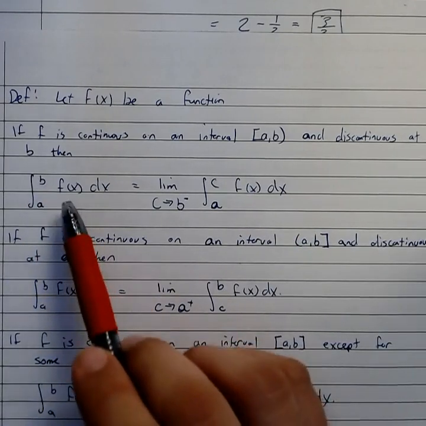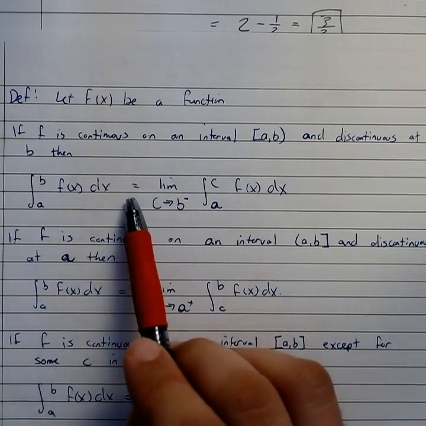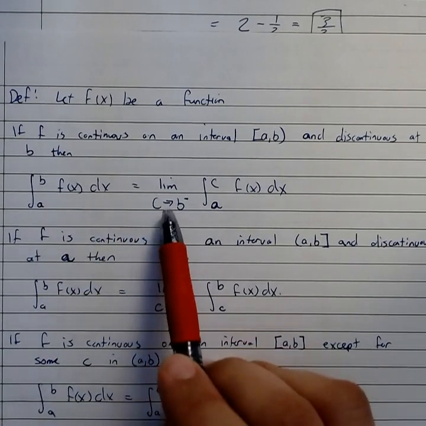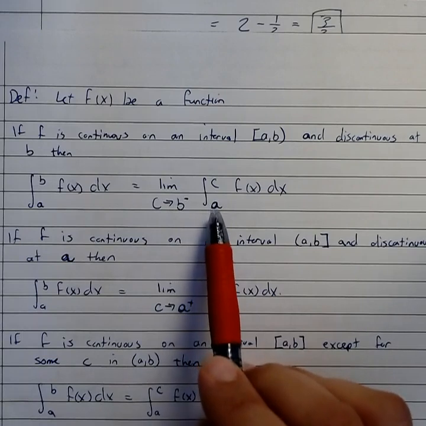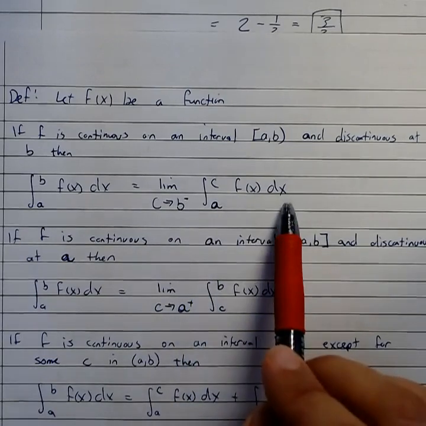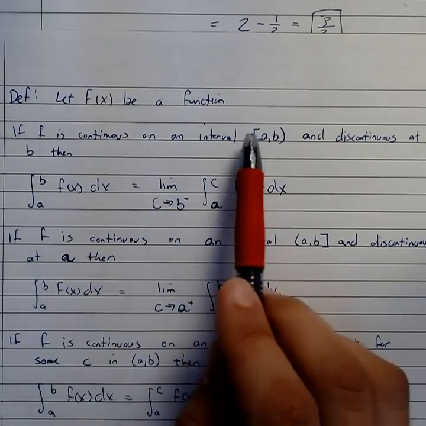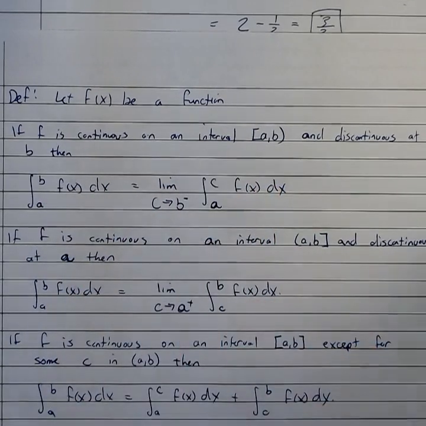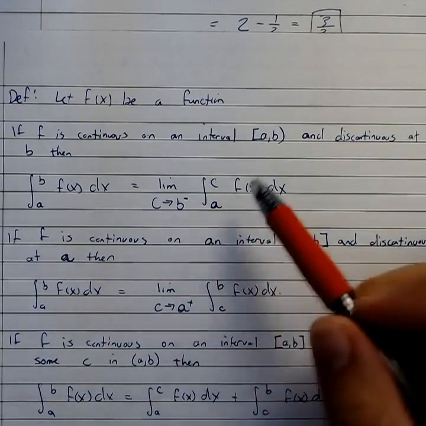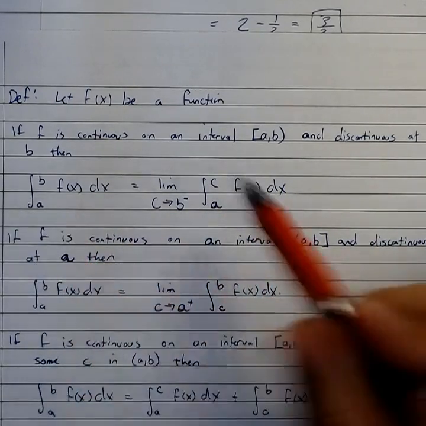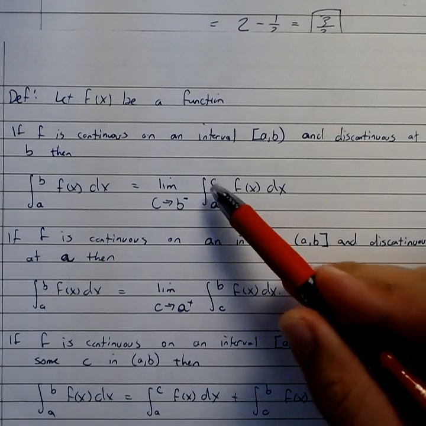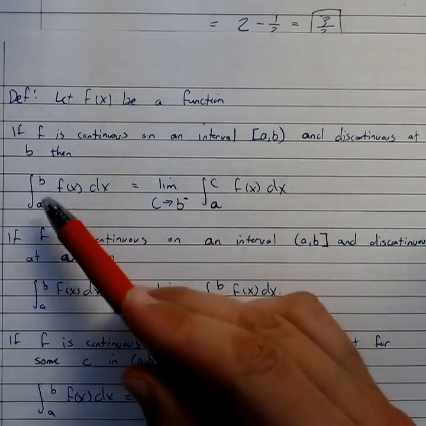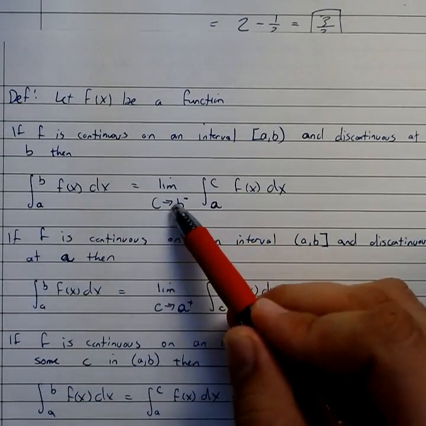Then the integral from a to b of f of x dx is going to be given by the limit as c approaches b from the left of the integral from a to c of f of x dx. In other words, I can't use b because my function's not continuous or maybe even defined there. So instead, I'll stop just short of getting there. I'll take the integral from a up to c, where c is a little bit before I get to b, and then I let c go to b from the left.